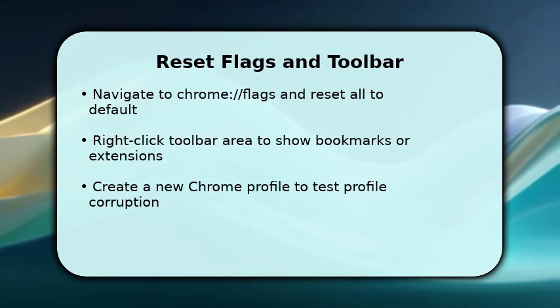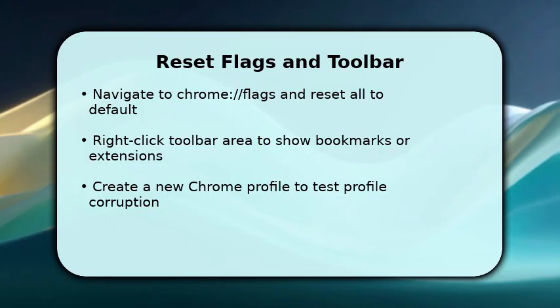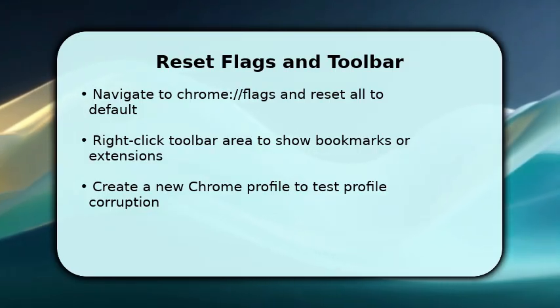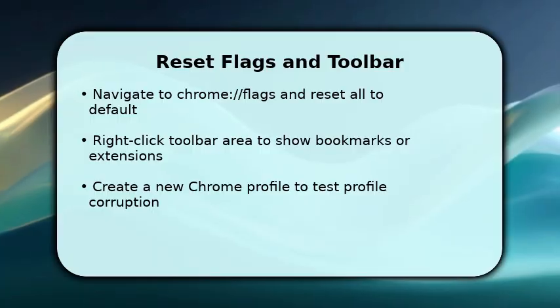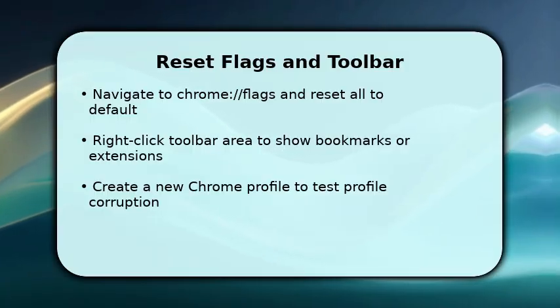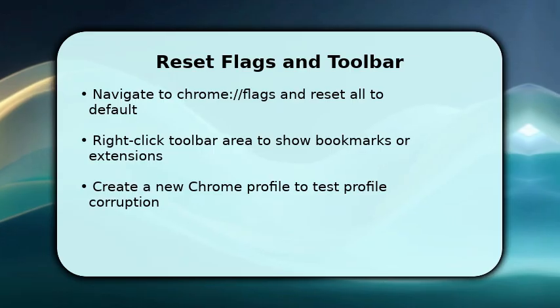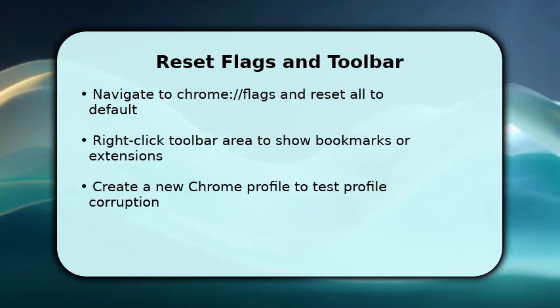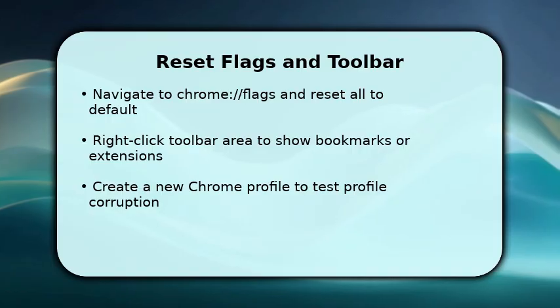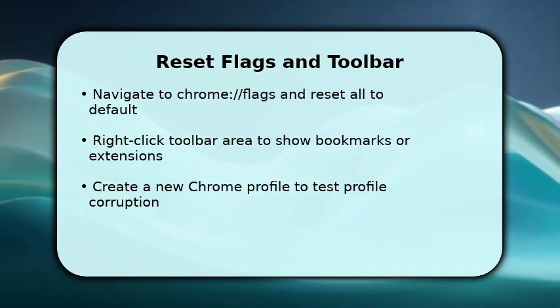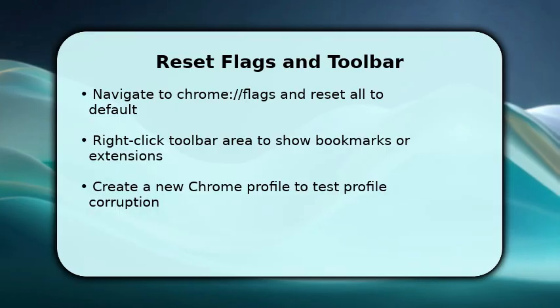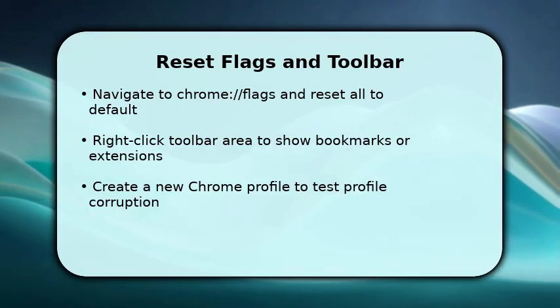Next, you reset experimental changes and inspect toolbar settings. Type chrome://flags and choose Reset All to Default because a flag can remove UI components. Restart Chrome after. Then right-click the top toolbar area to ensure the Omnibox isn't hidden by a customized toolbar. Toggle bookmarks and extensions visibility to check overlap.